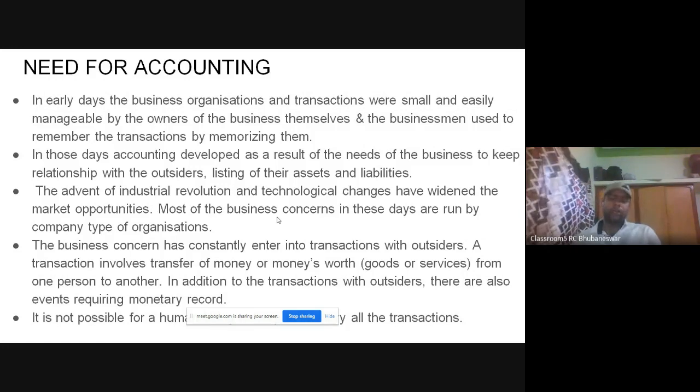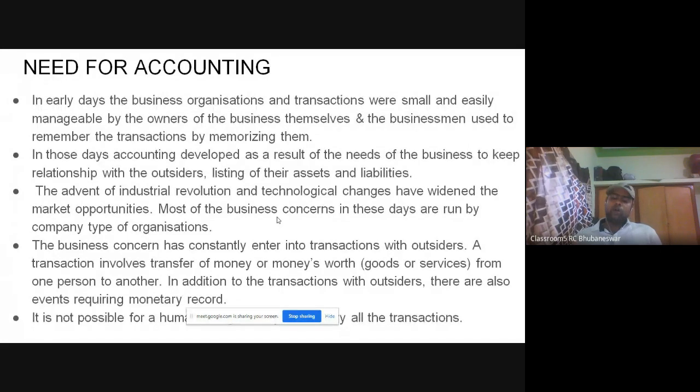That means accounting got a shape. So earlier it was used to have a relationship between the outsiders and the business. It is a link between the outsiders and the business. So the relationship is maintained with the help of accounting, and assets and liabilities were listed with the help of accounting.